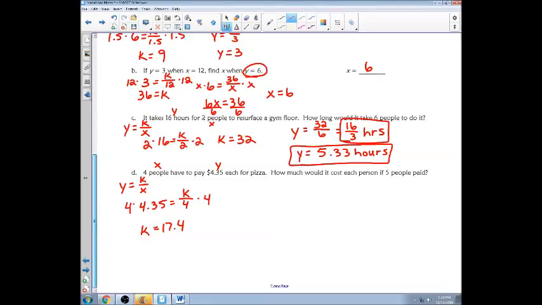How much would it cost if 5 people paid? Well, again, my y value is the cost, so it would be y equals k, which would be 17.4, over my x value, which in this case would be 5. So if I take 17.4, divided by 5, my cost per person would be $3.48 per person.